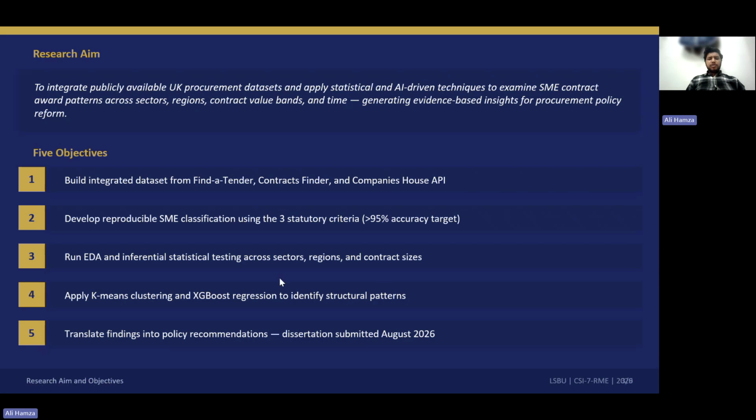We have objectives for this project. First of all, we are going to build the dataset. We have some sources of truth to find the data: one of them is Find a Tender, one of them is Contracts Finder, and then the Companies House API, which will help us get all the data.